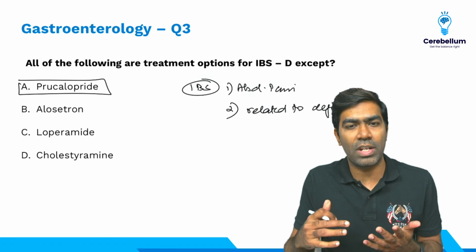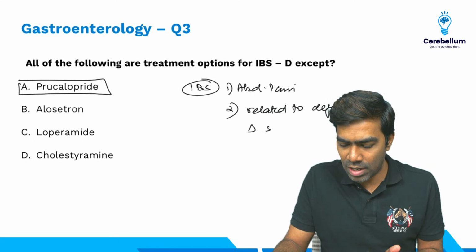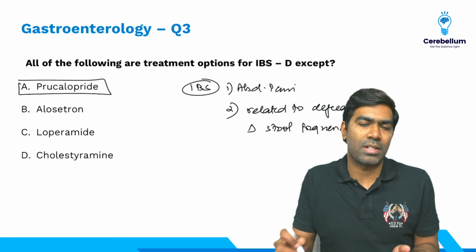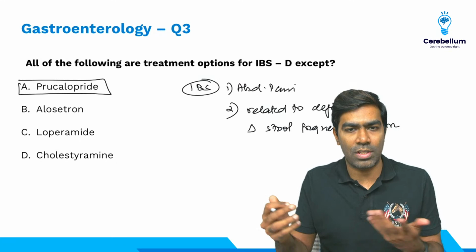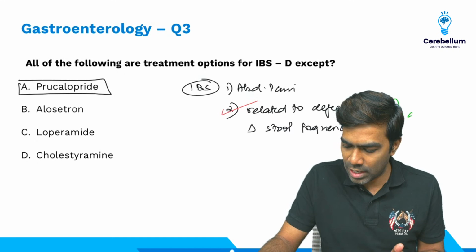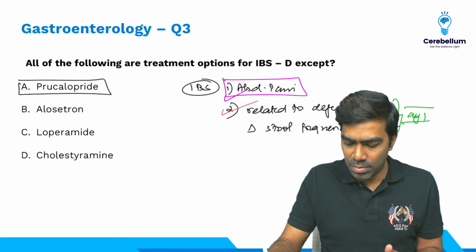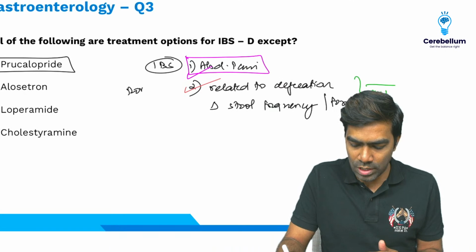Doesn't matter. Or the patient can have a change in the stool frequency, or an alteration in the stool form, consistency. So the second point also should be there. Any one of these should be there along with abdominal pain, so 1 plus 2. This is the Rome 4 criteria for the diagnosis of irritable bowel syndrome. So it's a functional GI disease, right?